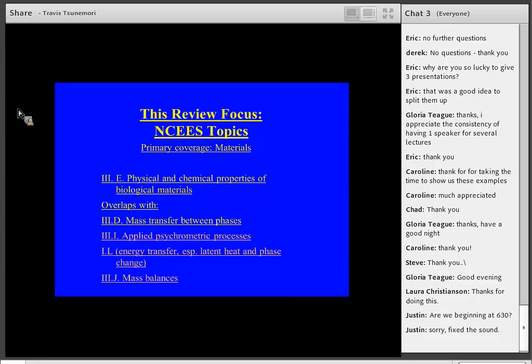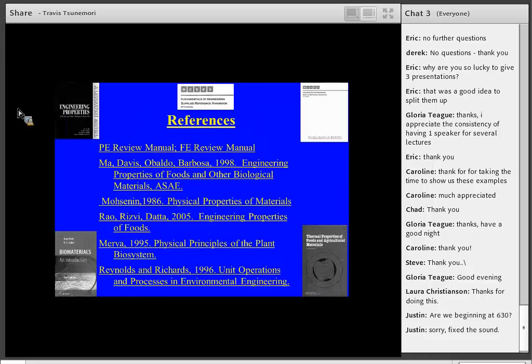Psychrometrics, 3I, overlaps with that. That's water, oftentimes changing from a liquid to a solid or a liquid to a gas, typically. Energy transfer, especially latent heat and phase change, that's number 1, L. And mass balances, number 3, J. So we're going to do a bit of all of those, but the main focus is really biomaterials.